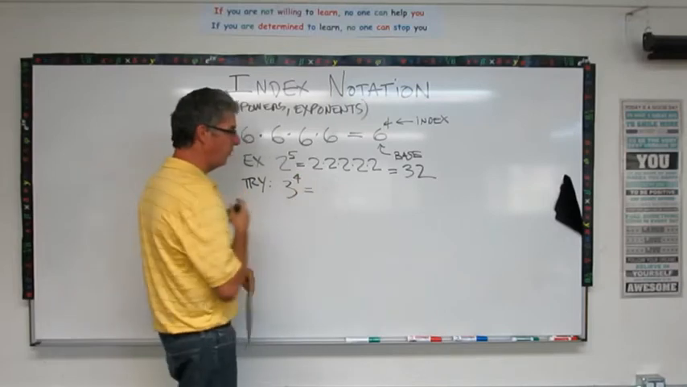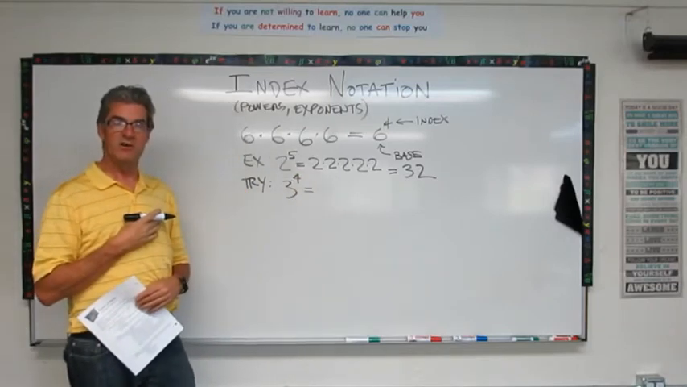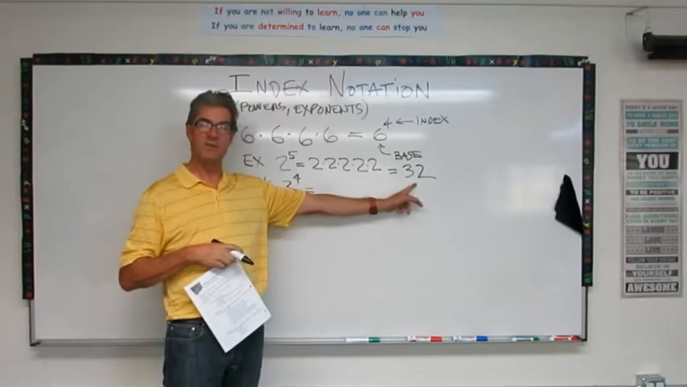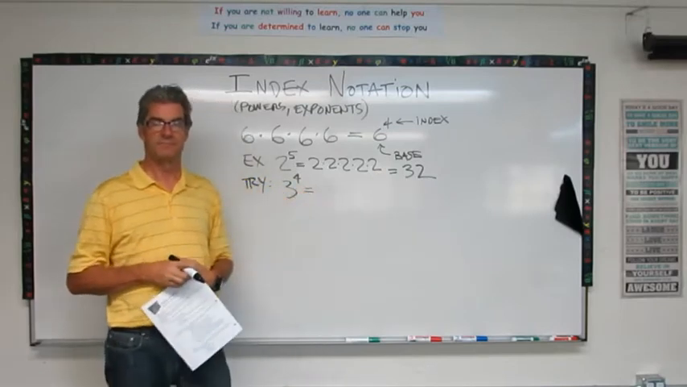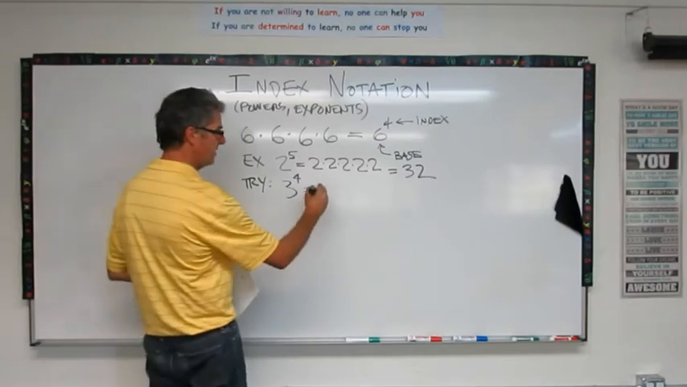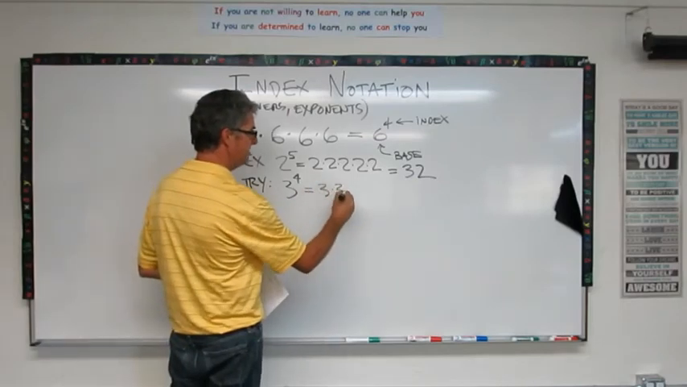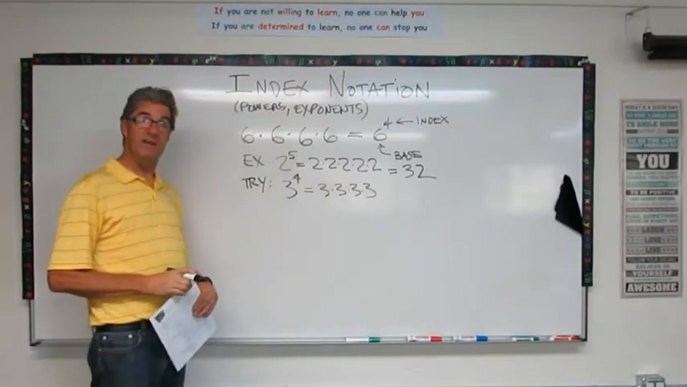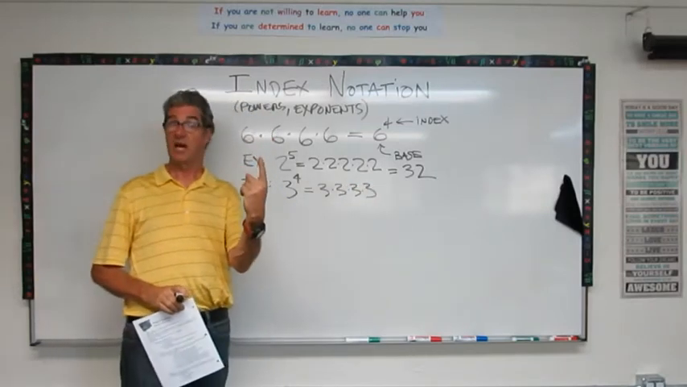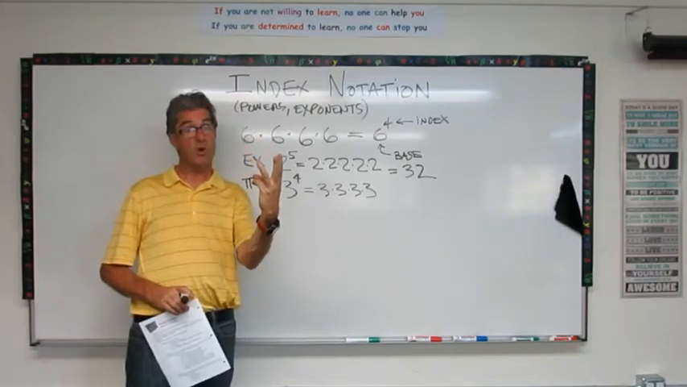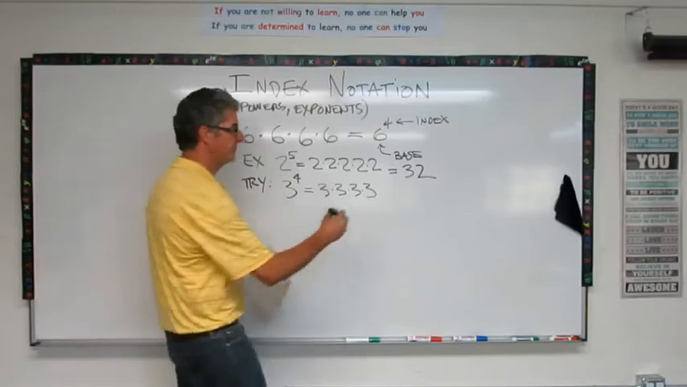3 to the 4. Pause the video, write that down as an expanded multiplication, and then give me your solution. Okay, let's see how you did. 3 to the 4, 3 times 3 times 3 times 3. Okay, and what is that? 3 times 3 is 9, times 3 again is 27, times 3 one more time is 81.